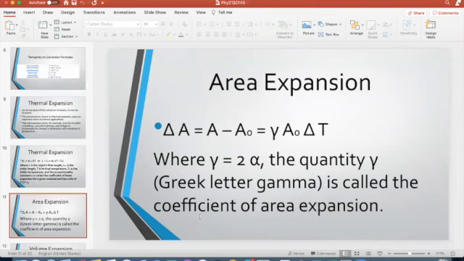All right, area expansion, same science premise as volume expansion and length expansion. You have delta A, which just means the change in the area. So it's going to be your final area minus your initial area. The symbol right here, Greek letter gamma, is called the coefficient of area expansion. Again, it varies from material to material, right?